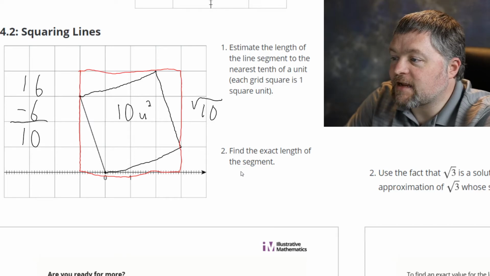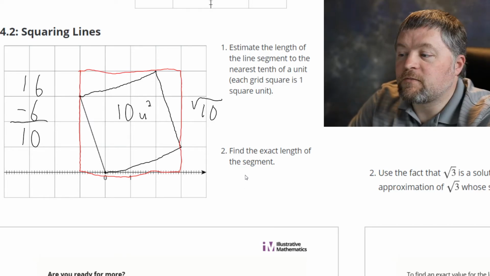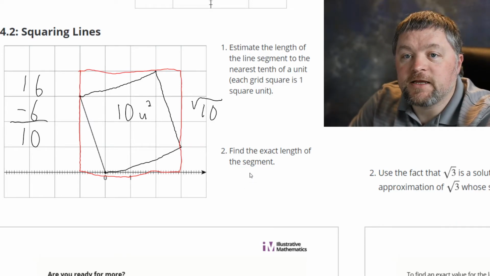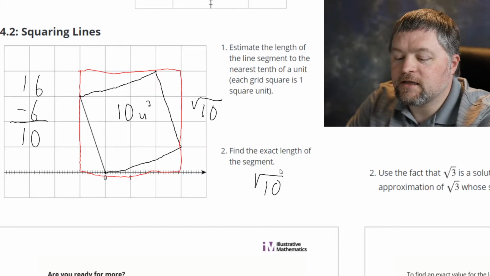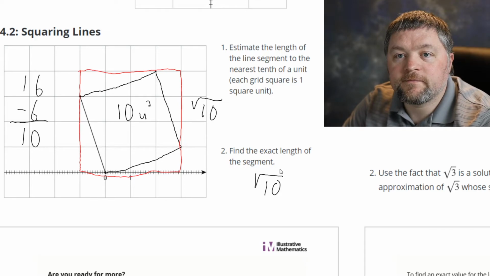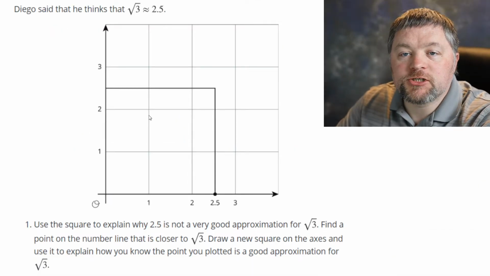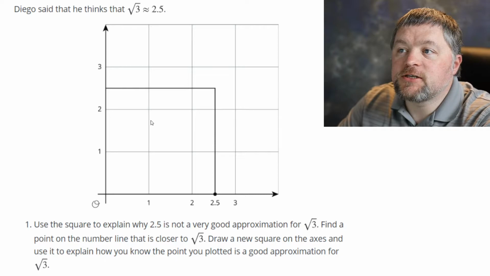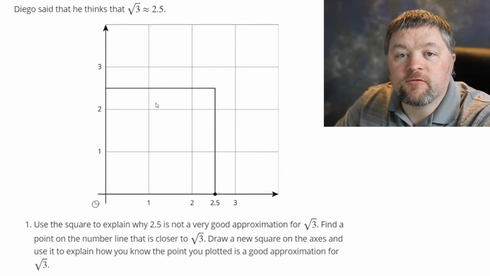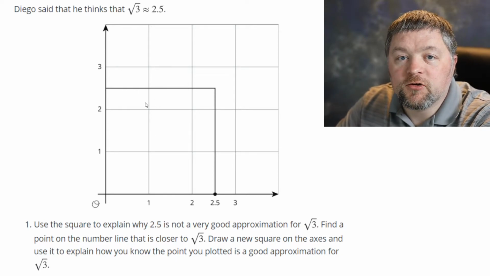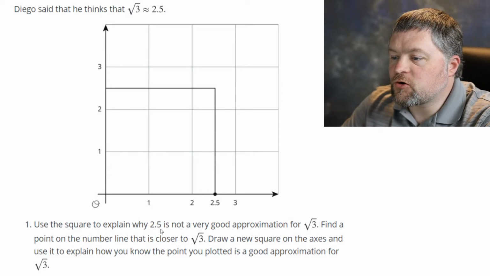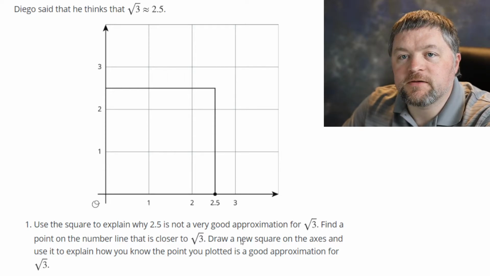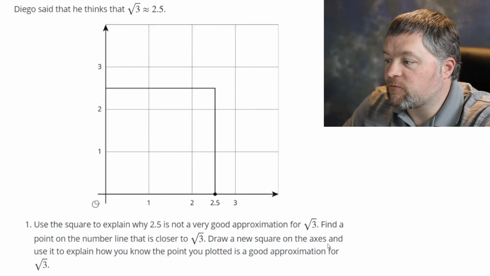Find the exact length of the segment. Remember, to be exact, this is our chance to be a little bit lazy. The exact length is the square root of 10. Our next question here, Diego said he thinks the square root of 3 is approximately 2.5. Use the square to explain why 2.5 is not a very good approximation for the square root of 3.